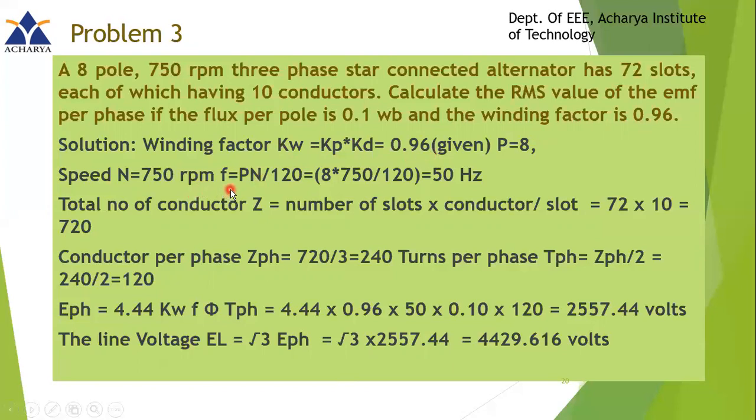Find out the frequency. We know the number of poles and speed. Then find out the number of conductors. You know to find it: number of slots into conductors per slot. And then find conductors per phase. Then turns per phase. Then substitute in the formula, you get the phase voltage. Multiply by √3, you'll get the line voltage.